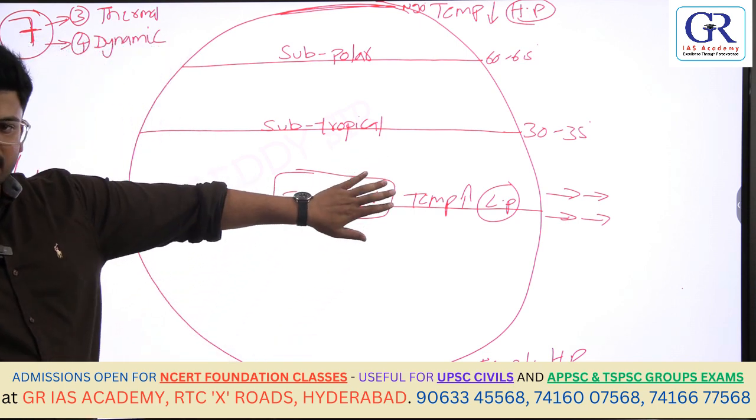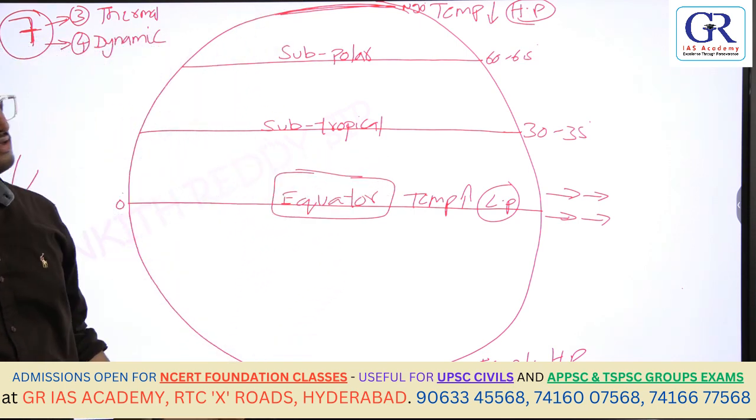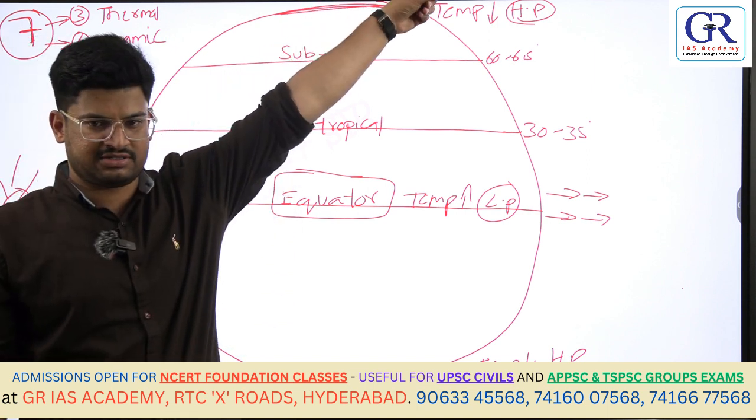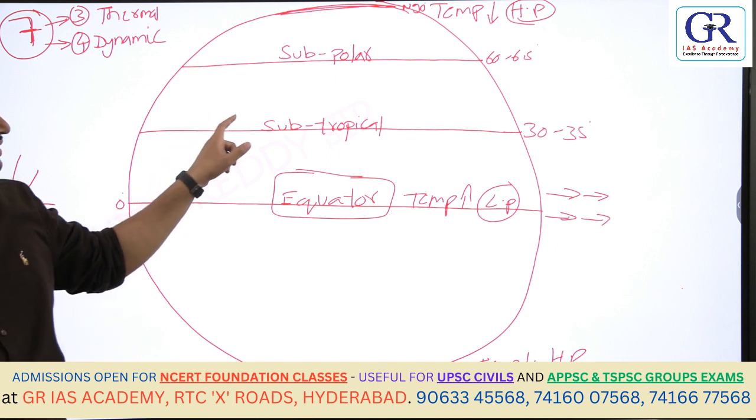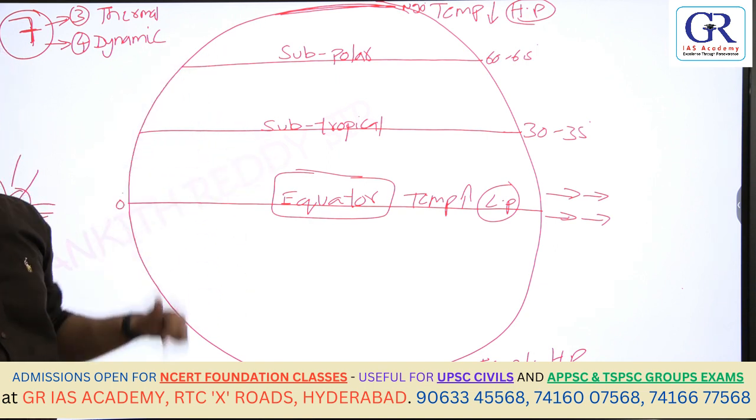So the equator region has a low pressure area because of high temperatures. Why does the polar region have a high pressure area? Because of low temperature. Similarly, we have two other belts, both in the northern and southern hemispheres, that is subtropical and subpolar.